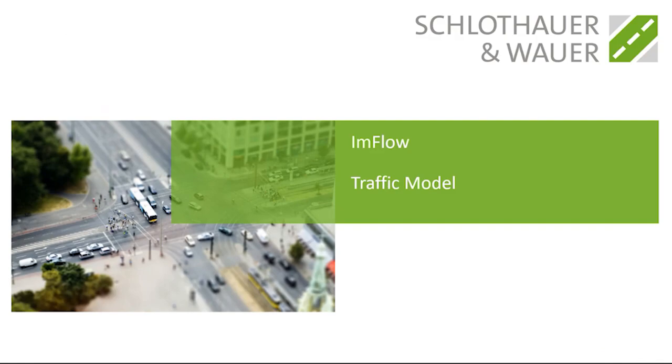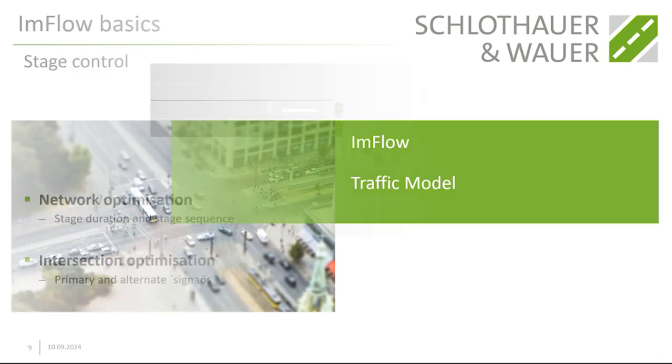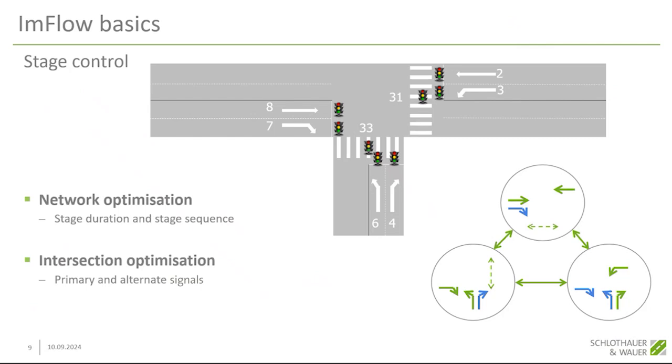To talk about the traffic model that is used in ImFlow, maybe the first thing that one should understand, or that we should talk about, are the two levels of optimization. And to talk about those, we have to talk about the stage definition in ImFlow. So the two optimization levels are, first of all, the network optimizer. The network optimizer is determining the stage sequence and the stage duration. So it is calculating for the planning horizon of one cycle what stages should be used in the upcoming cycle and in which order and in which length.